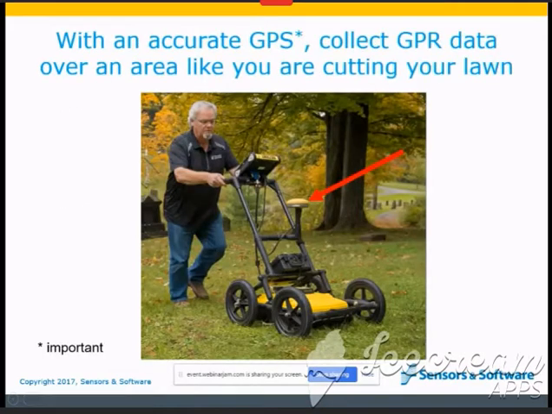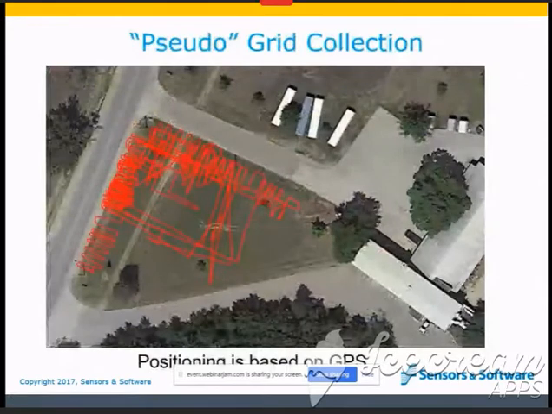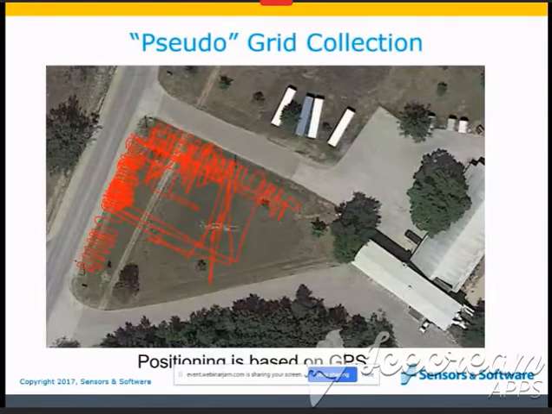If your GPR has an accurate GPS, meaning less than 1 meter of accuracy, and you're working in an open area with lots of sky visible, another way to generate a depth slice is to collect a pseudo grid and use the GPS for positioning the GPR data. Basically, cover the area by walking back and forth with the GPR system to collect closely spaced lines, ideally the width of your GPR system. The data is then processed into depth slices on a PC.